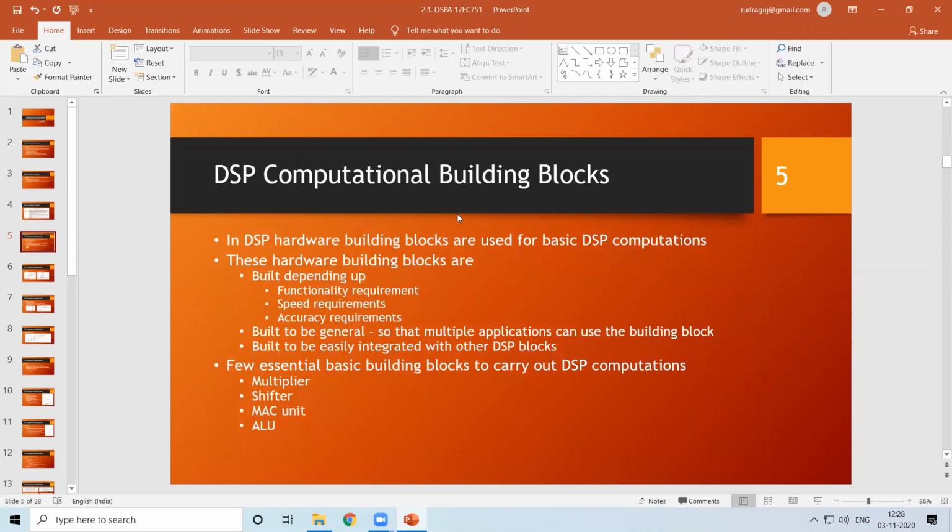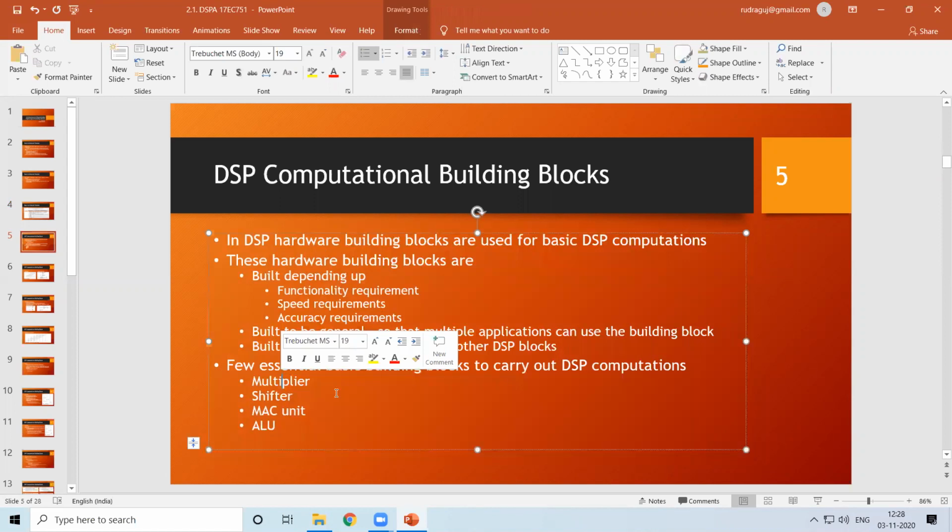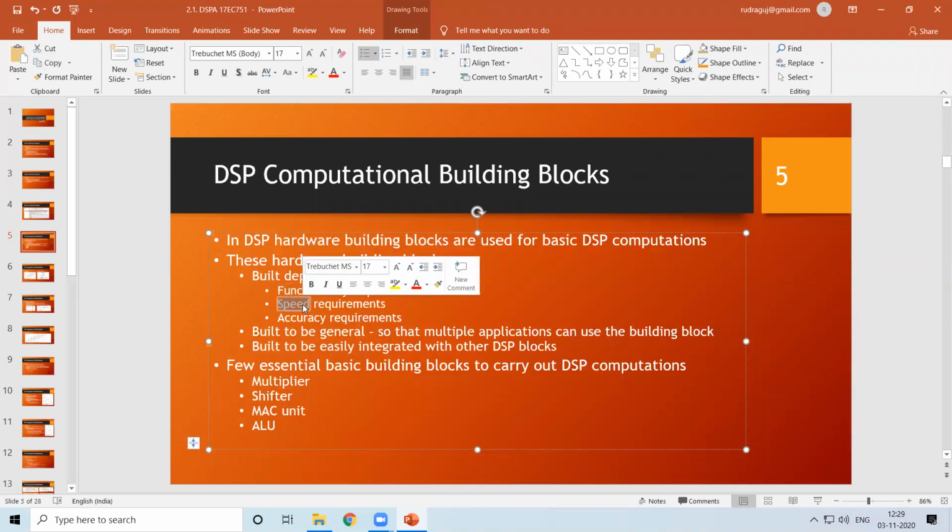Then these were a few things in which we started with the multiplier. If you are building DSP hardware, it all depends on what functionality is required, what is the speed requirement, and what is the accuracy or precision requirement. A few of the basic building blocks of DSP computations are the multiplier, shifter, MAC unit, and ALU. So we'll be looking into one after the other.